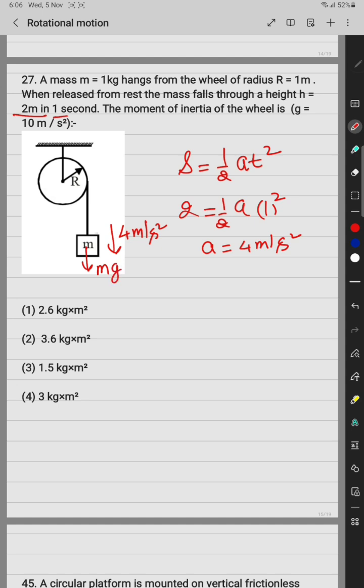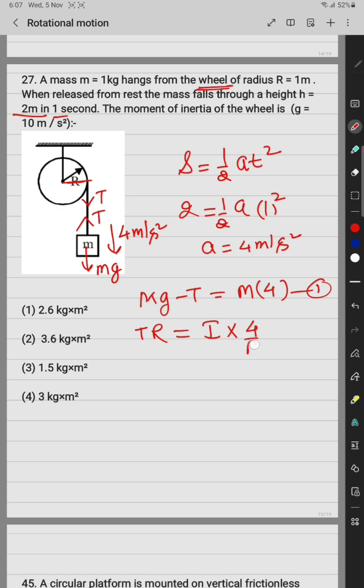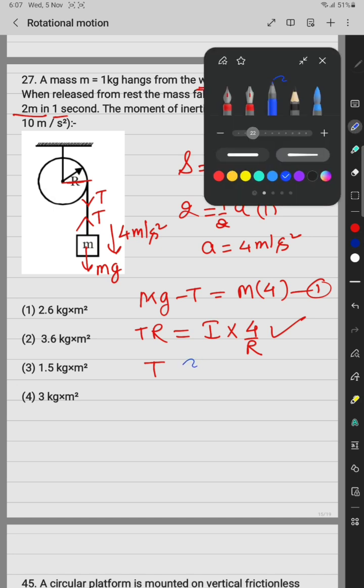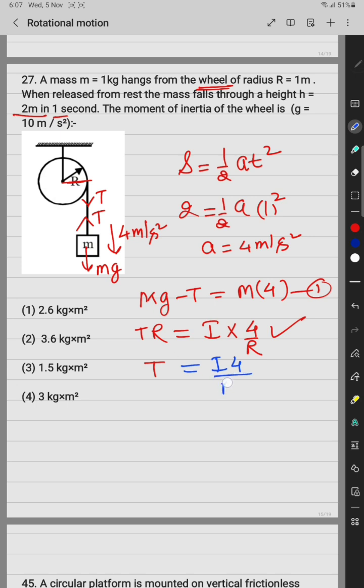The weight is mg and the tension is T. Therefore the torque on the wheel is T into R. First of all, the force equation of the mass is mg minus T is equal to ma, where a is 4. Second, the torque for the wheel is T into R equal to I alpha, and I is to be calculated. Alpha is equal to a by R, which is 4 by R. So according to the second equation, T is equal to 4I divided by R square, and R is 1, so R square is 1. Simply T is equal to 4I.